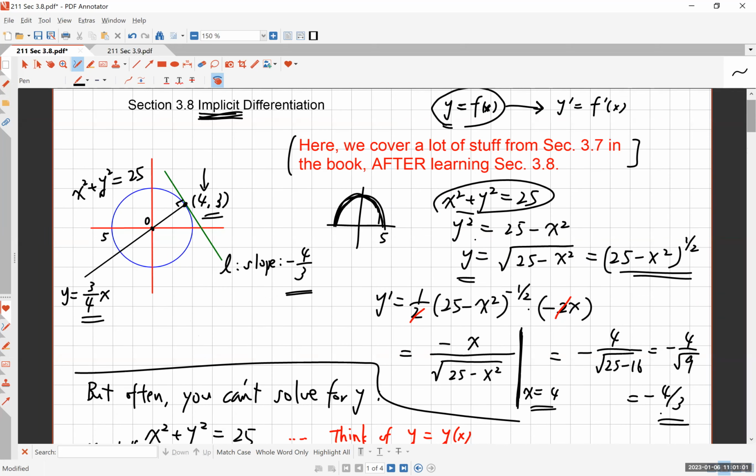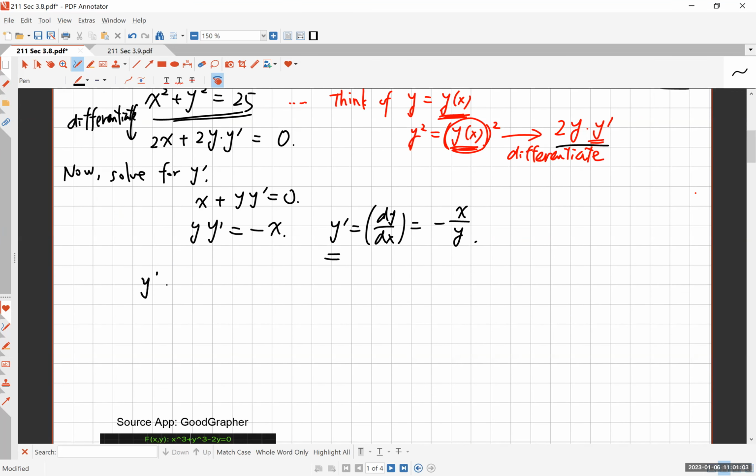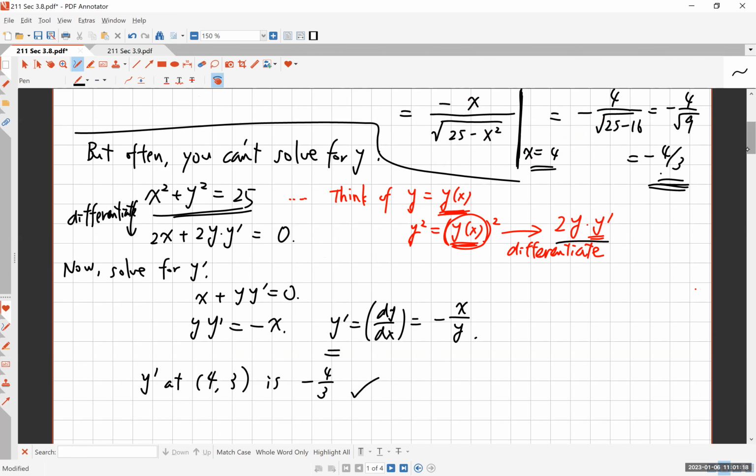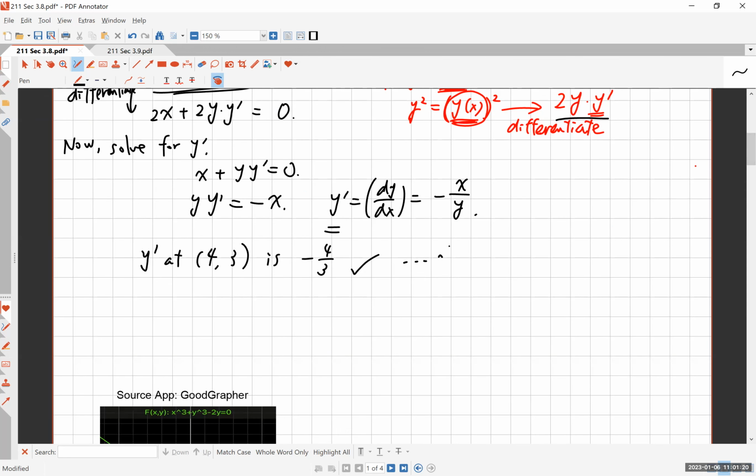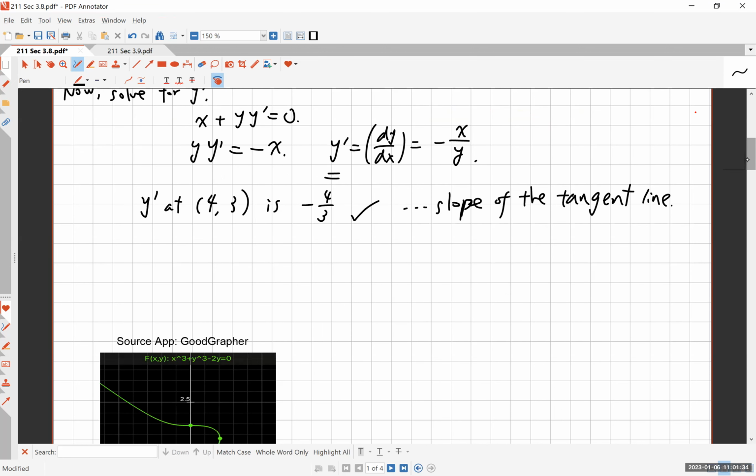So let's evaluate at the point (4, 3). What is it? Negative 4 over 3, which is exactly what we got up here, right? So that gives us the slope of the tangent line, the green tangent line to the circle at the point (4, 3). So this is what is called implicit differentiation.